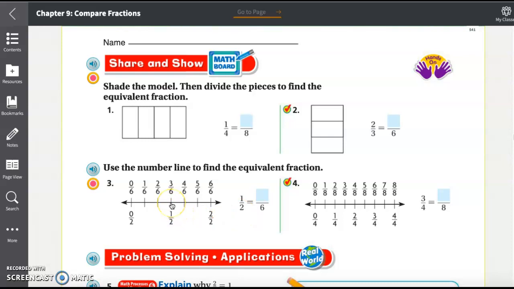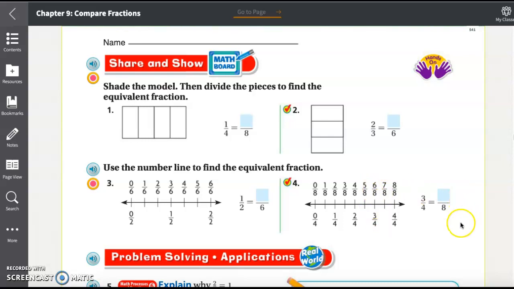What is equivalent to 1/2? What is right above it on the same invisible line? 3/6. Okay. Number 4, your fraction is 3/4. Find 3/4. What is equivalent to 3/4? What is on that middle invisible line?